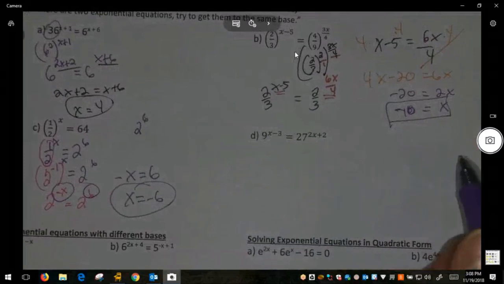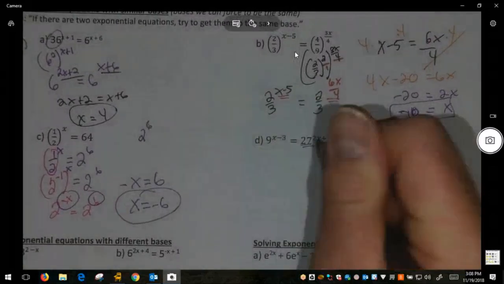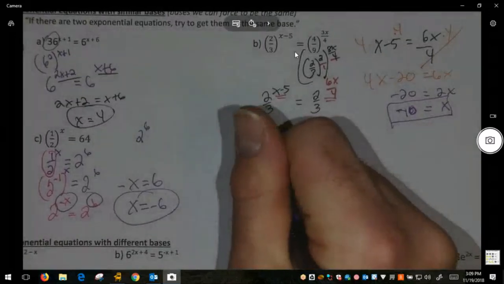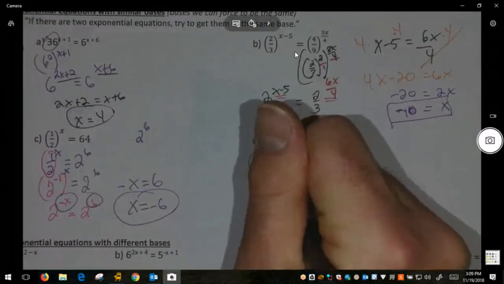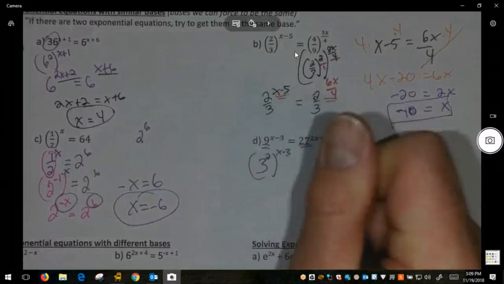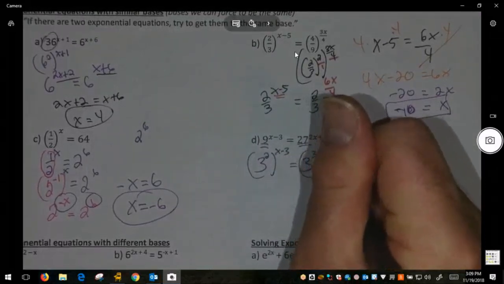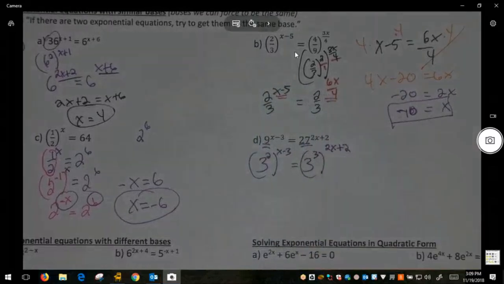D is a little easier to decipher because this base and this base are both multiples, well actually not just multiples, but can be found using a base of 3. This is 3 squared raised to the power of x minus 3. This is 3 cubed raised to the power of 2x plus 2.